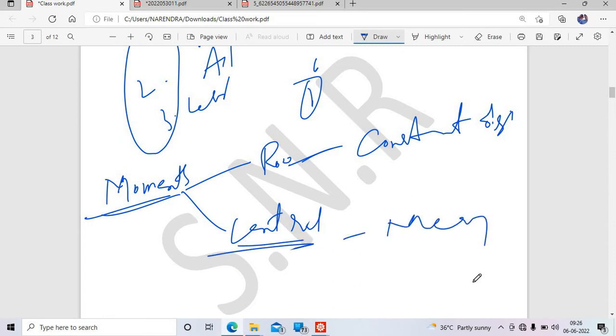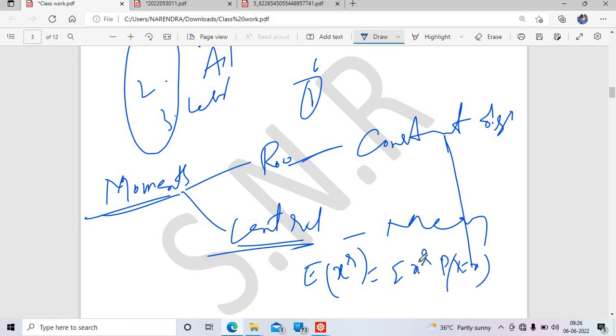Okay, so again you need to remember the four important formulas. In the raw moments, what we get is the expected value of x power r, that is summation x power r into p of x. So when you substitute r equal to 1, you will get the expected value of x. When r equal to 2, you will get the expected value of x square. Up to the expected value of x4 is important. You can use the notation also: mu1 dash, mu2 dash, mu3 dash, mu4 dash.